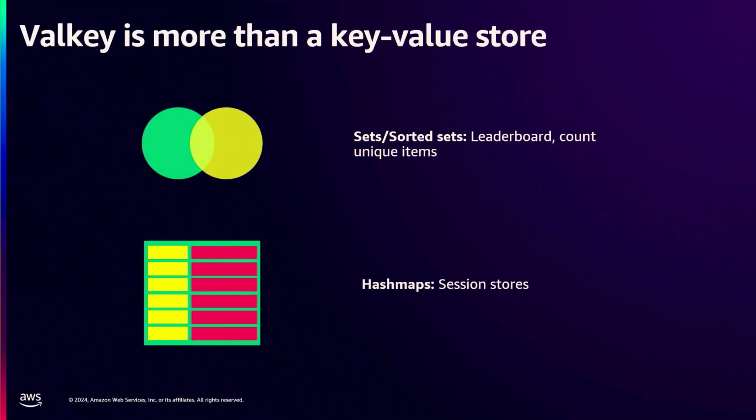Valkey is a lot more than a key value store. The previous example was key value, but it supports many more data structures like hashes, lists, and sets that can be sorted. Here are the two most popular data types: sorted sets, which we can use for leaderboards, and which count unique elements in a set; and hash maps, which are key value pairs within a single key, usually used for session stores. So let's see how we can make those data sets multi-region.